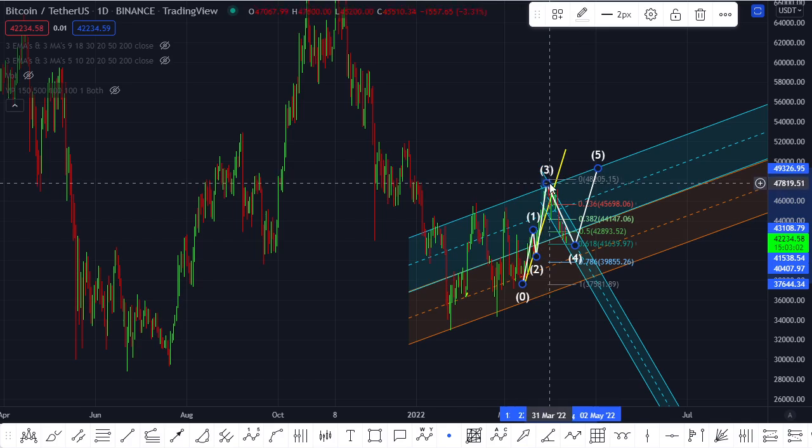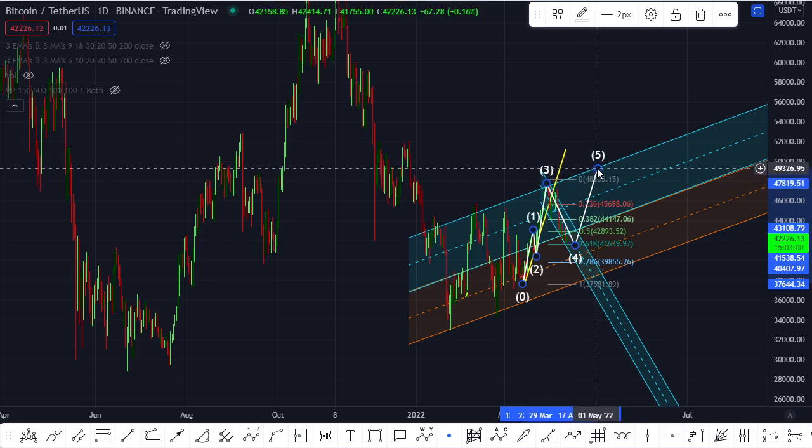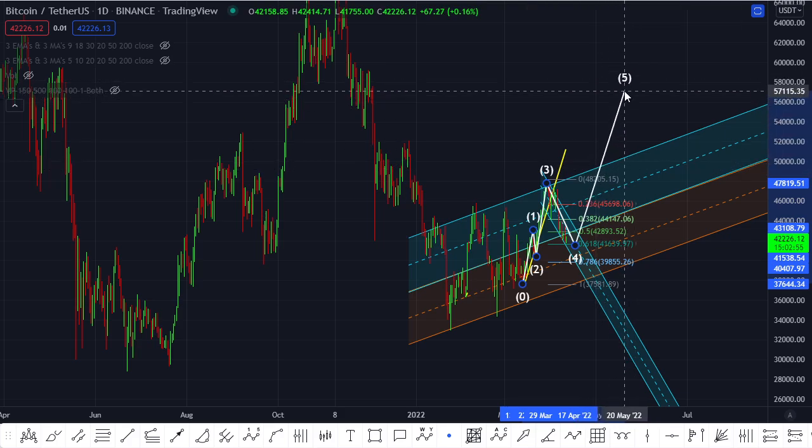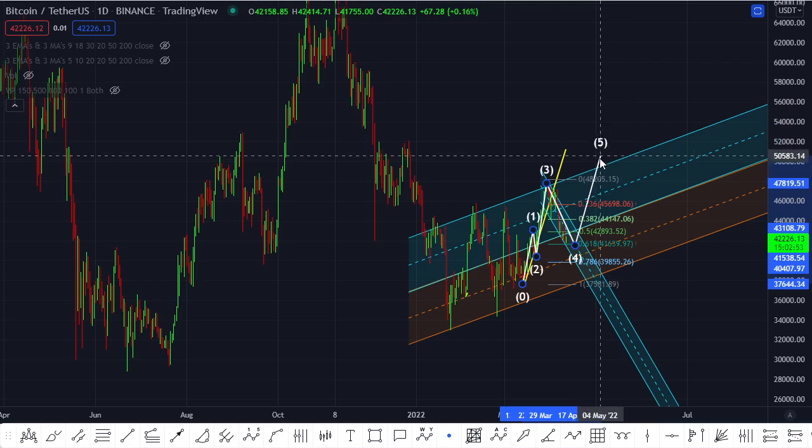So we went to 48 and then we went to 49 or 50. It's considered a truncated fifth. If it's a real fifth, it's going to be slightly higher, so maybe towards 55, 56. I see a truncated fifth.